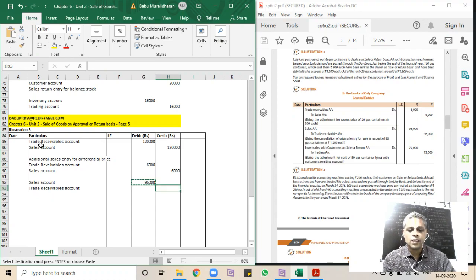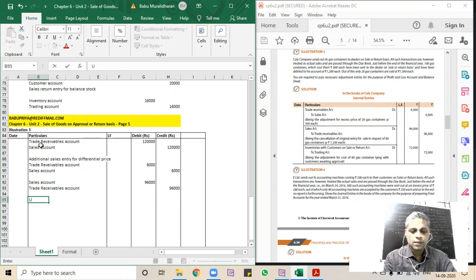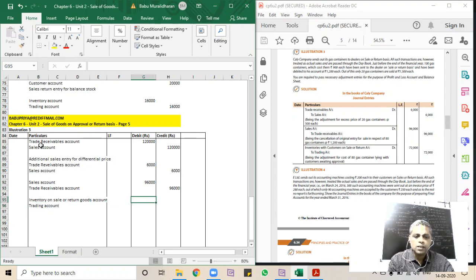Okay. Now we have to process an inventory entry also for this. Inventory on sale or return goods account debit, trading account credit. This is for 80 cases into 900 rupees, that is 72,000 rupees. Right? It should be taken to the trading account and it will be added as part of the stock.